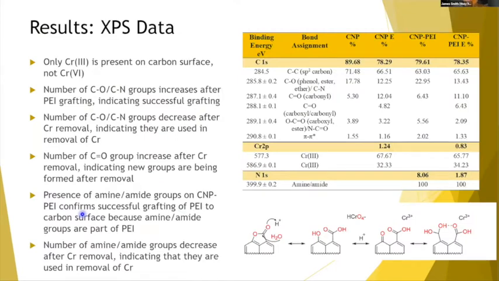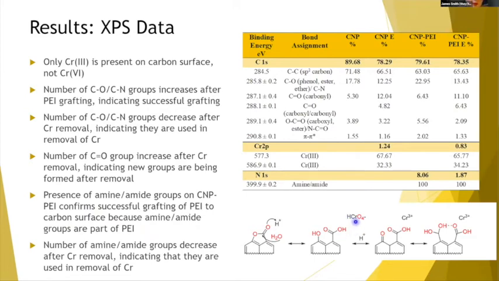So for our XPS data, I'd like you to focus down here on our mechanism while I talk about it. So this shows our data for CNP and CNP with PEI. So this mechanism, the first one, is for CNP at pH 2, which is the optimal pH as I mentioned earlier. Here you can see our lactone groups, and they undergo acid catalyzed hydrolysis in order to form phenol groups right here. Chromium is in the form of anionic hydrogen chromate, which is attracted to the positive carbon surface.